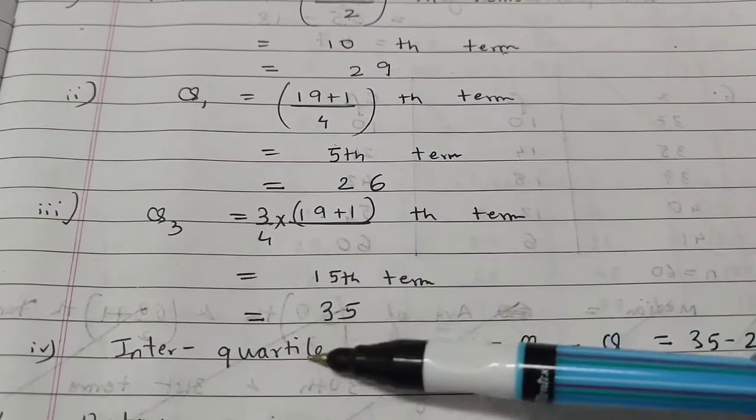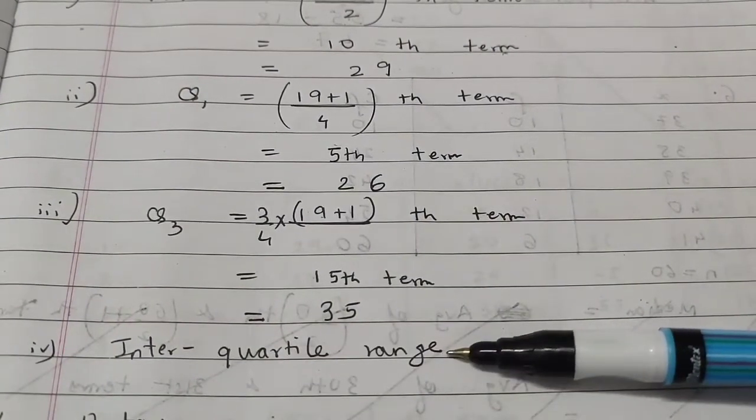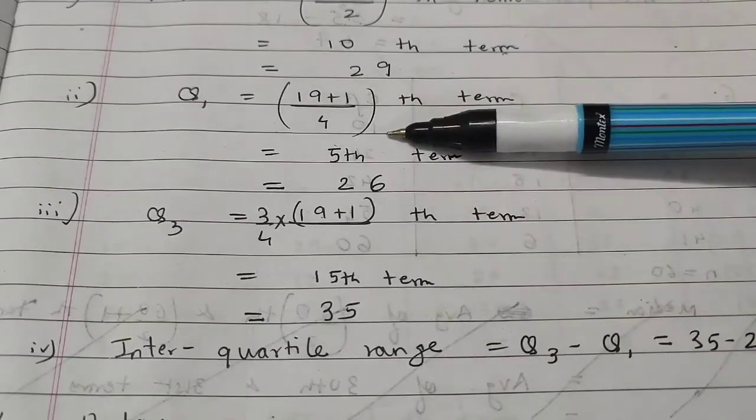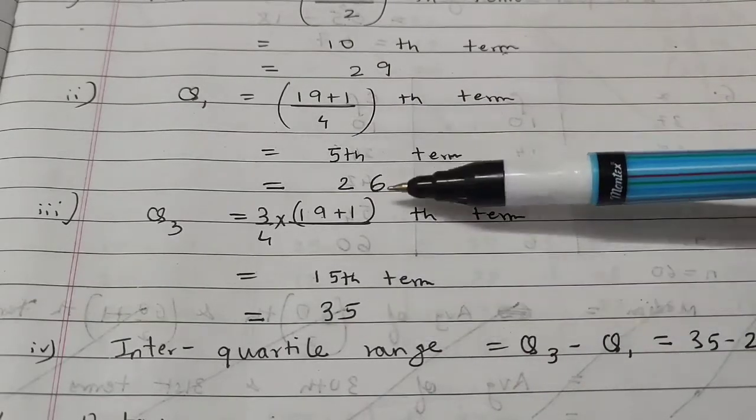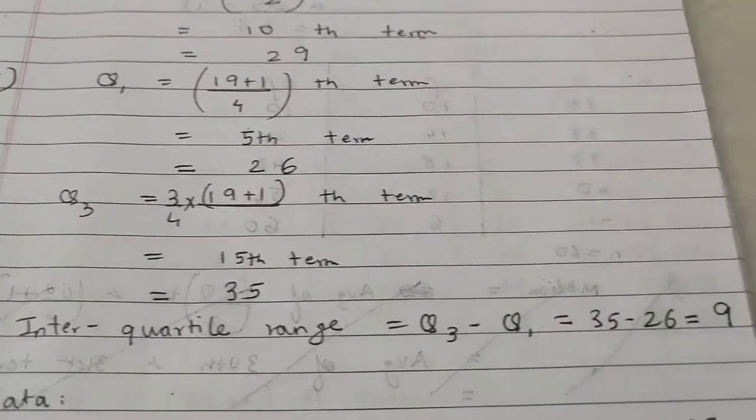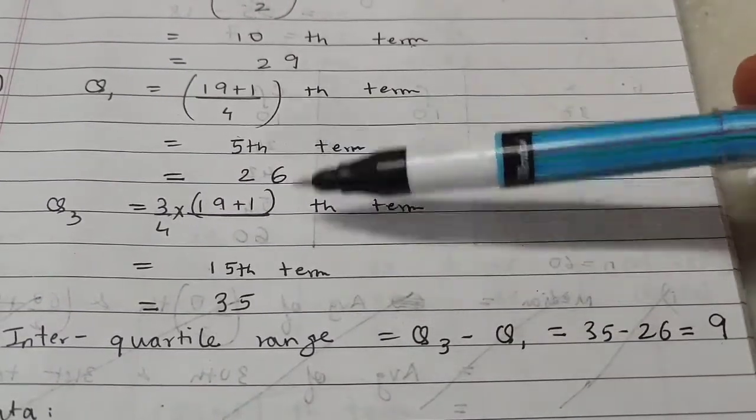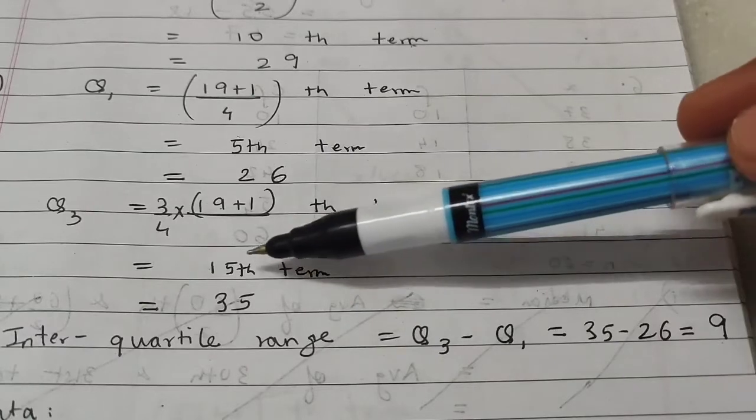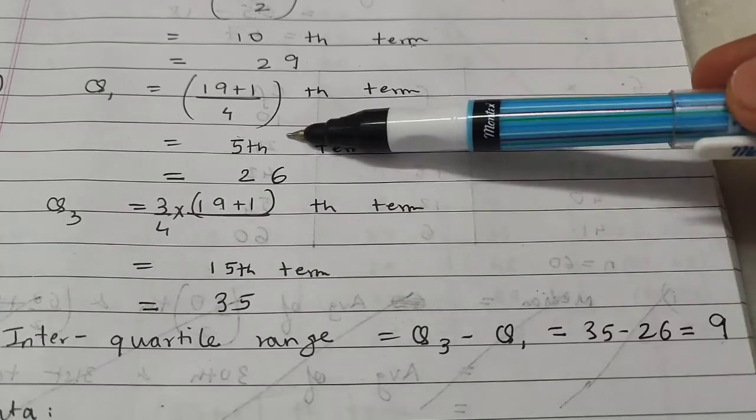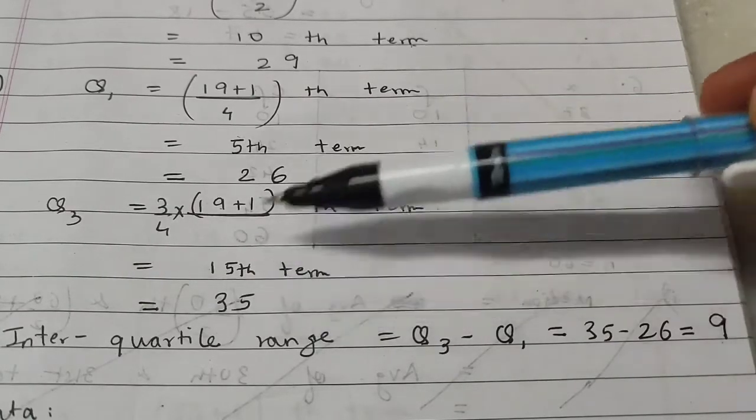And the interquartile range is simply the difference between the upper quartile and the lower quartile. That is 35 minus 26, which comes out to be 9. Remember, we have to find the difference between the values, not the term. Don't think that it will be 15 minus 5. No, it's 35 minus 26.